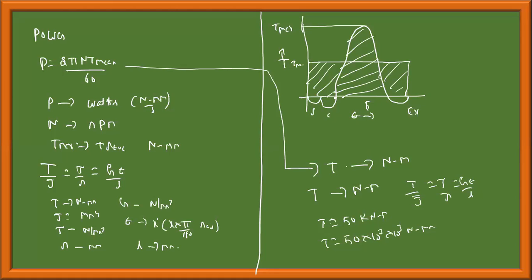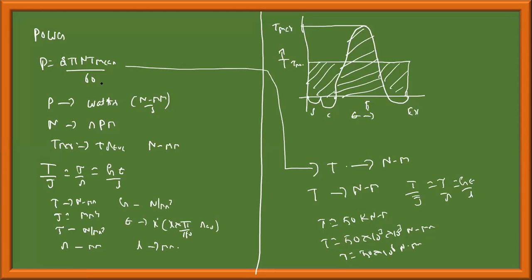So T, which we obtained in Newton meter, for example 50 kilonewton meter, we have to convert into Newton mm: 50 into 10 power 3 into 10 power 3. This 10 power 3 mm will cancel, or I can write T is equal to 50 into 10 power 6 Newton mm. Generally, what we will get from this expression is T in Newton meter, with speed in RPM and power in watts.